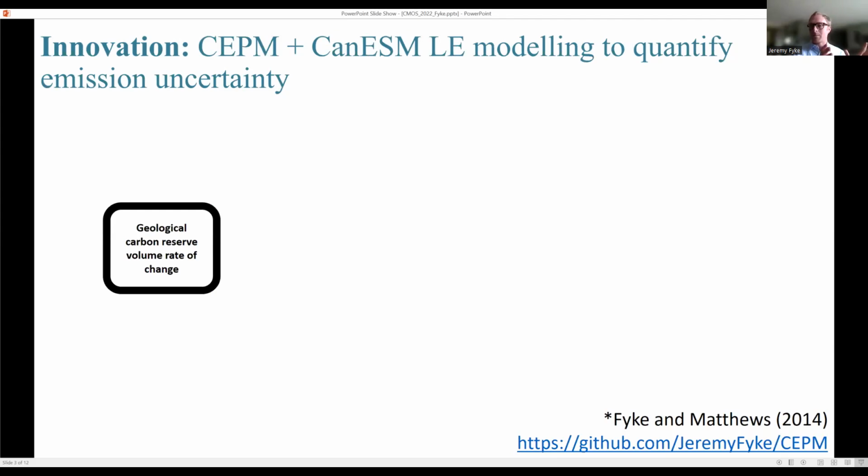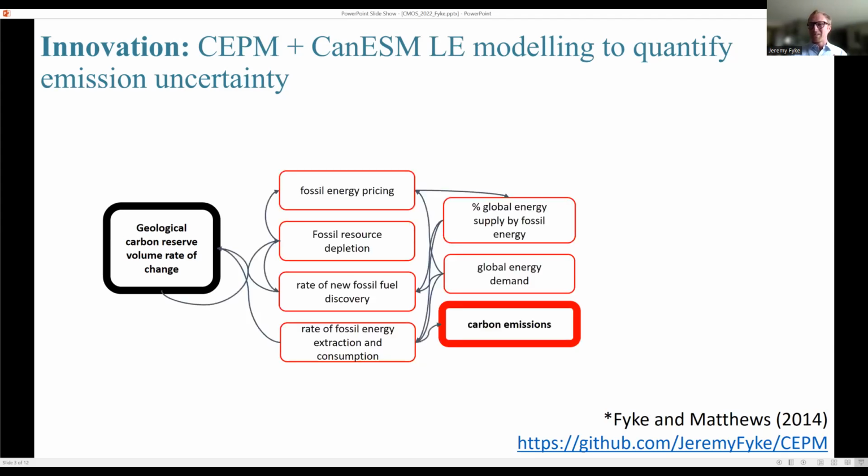So we start with the core of the CEPM model, which is premised around, in fact, an ordinary differential equation describing the rate of change of the geological carbon reserve. So it's very much a sort of geophysically centered model, if you want to say that. There are factors endogenous to the model. I'm going to borrow some language from integrated assessment modeling. The model calculates internally things like fossil resource depletion, global energy demand, and percent of global energy supplied by fossil fuels versus non-fossil fuels. And a key output of this model is carbon emissions as CO2. That's a caveat that we'll come back to at the end.